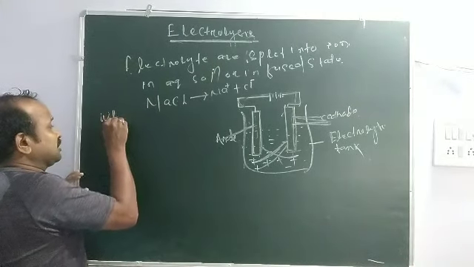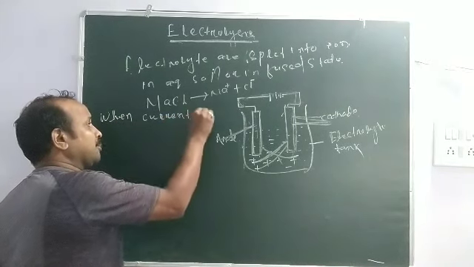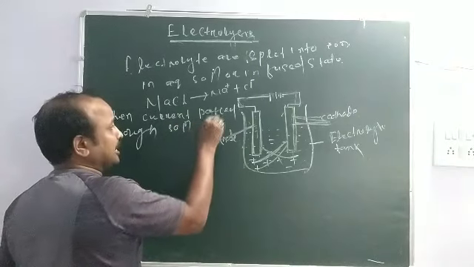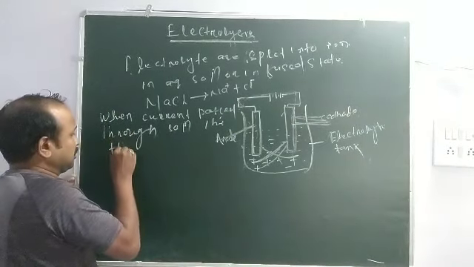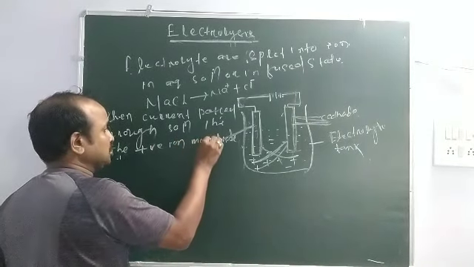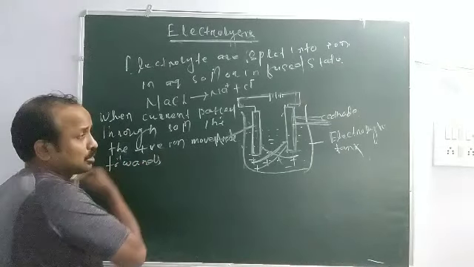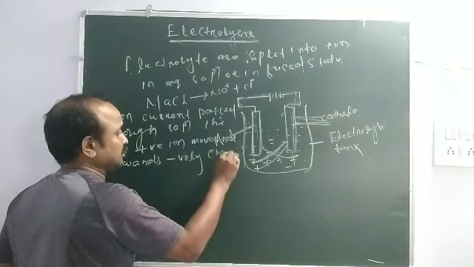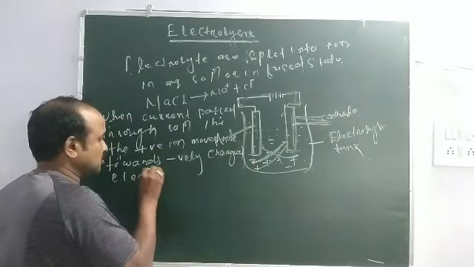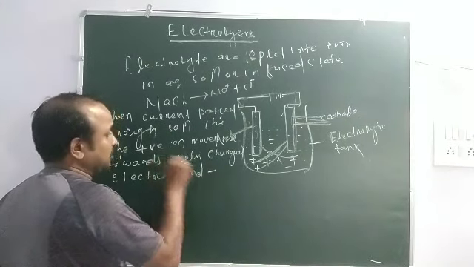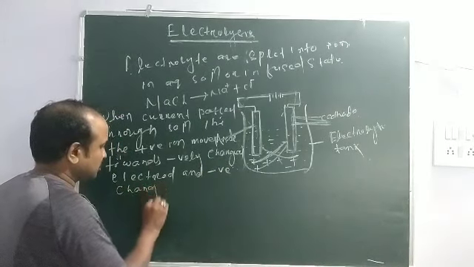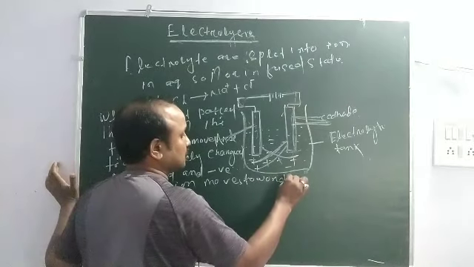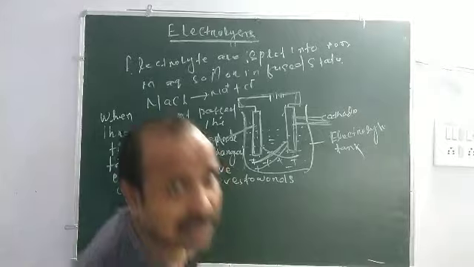So when current is passed through the solution, the positive ions move towards the negatively charged electrode, and the negatively charged ions move towards the anode, the positively charged electrode.